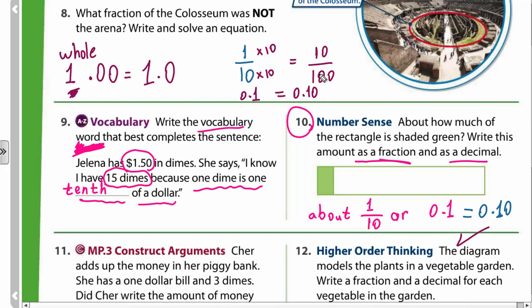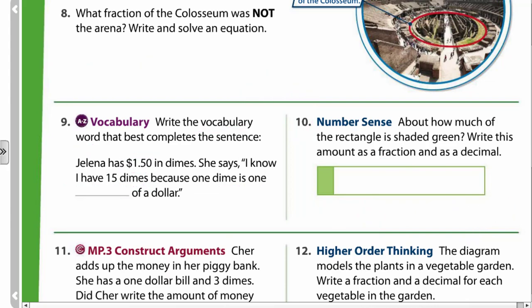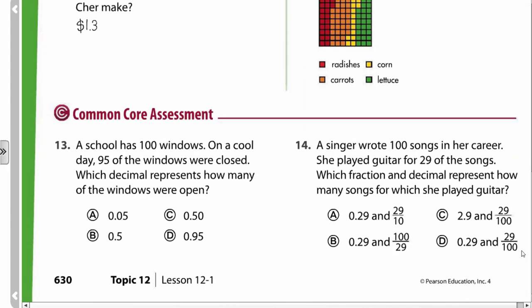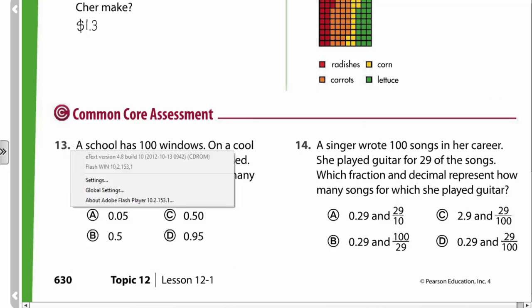Okay, any questions about these? Any problems with these? Okay, let's move down. And now, my heroes, I want you to try to solve questions 13 and 14.